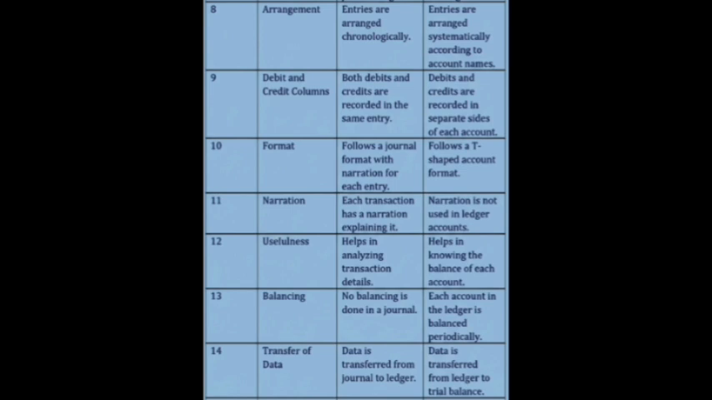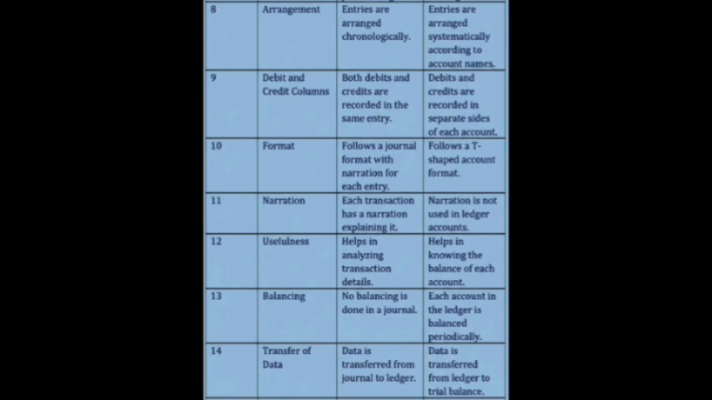The journal helps in analyzing transaction details. The ledger helps in knowing the balance of each account. Balancing, data transfer and record type. No balancing is done in a journal. Each account in the ledger is balanced periodically.